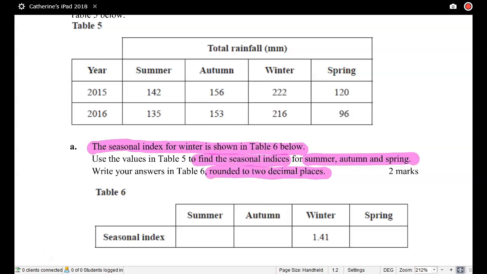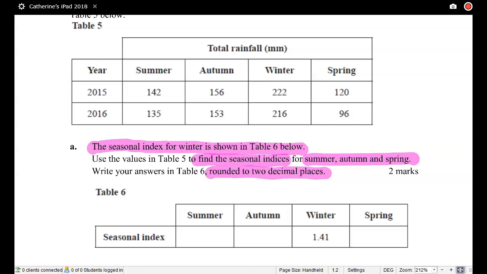Okay, so there's a few things we've got to do here. First off, we've got to find the average season for 2015 and the average season for 2016, and then figure out the seasonal index for each of the seasons for 2015, each of the seasonal indexes for 2016, and then average them. So let's go through that.